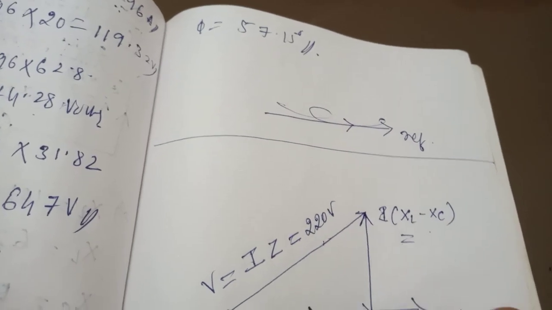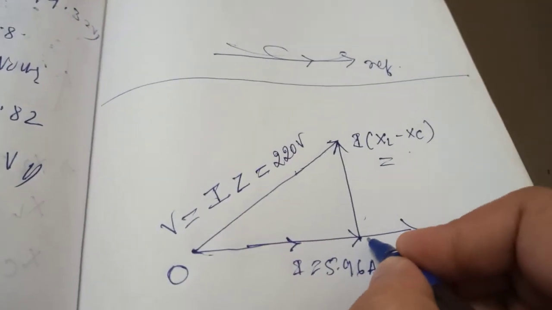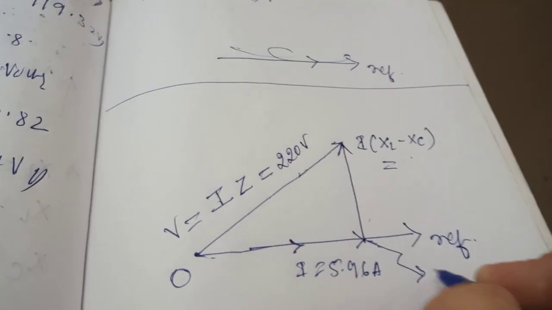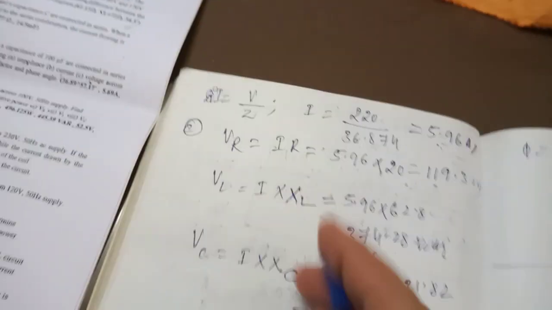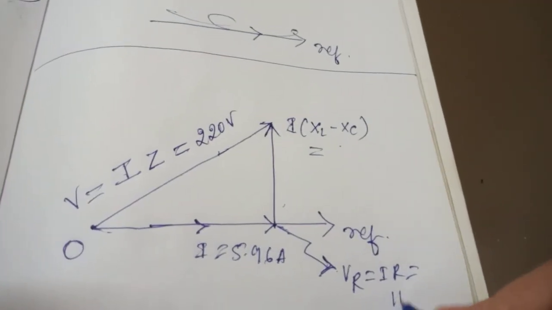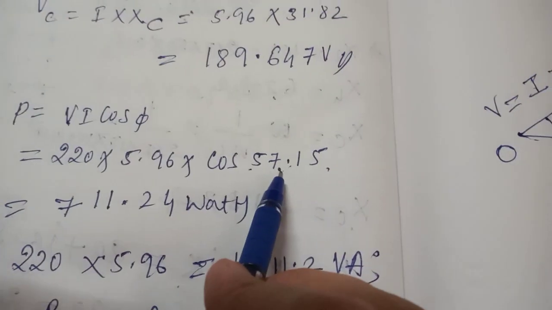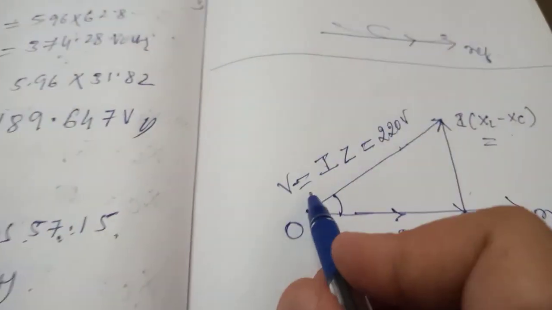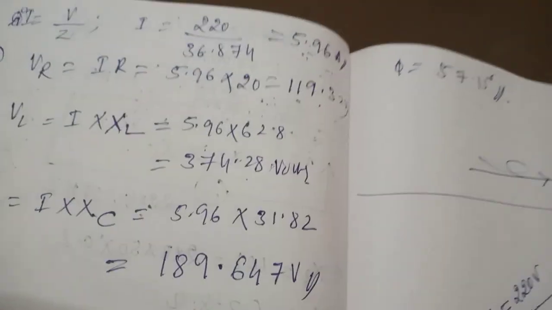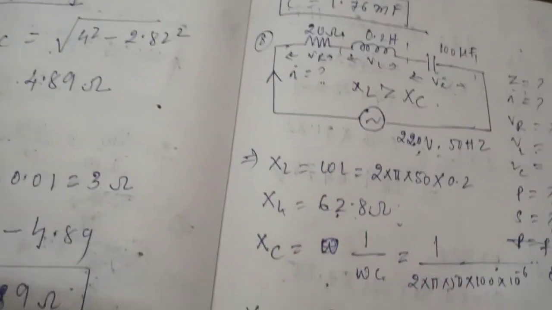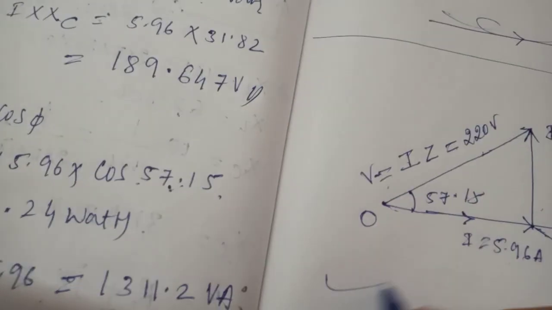And what is this voltage? This voltage VR is equal to I into R. What is the voltage of VR? You have calculated 119.3 volts. What is the phase angle? The phase angle is 57.15 degrees between the voltage of the complete circuit and the current. So that is 57.15. This is nothing but the impedance angle. See here, this is nothing but the impedance angle. So this is the vector diagram of the series circuit.